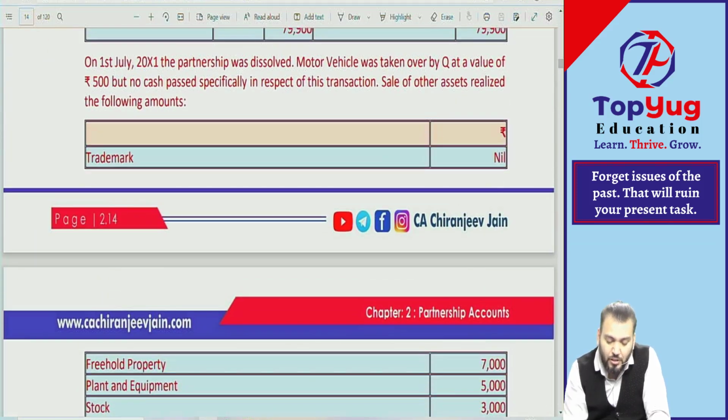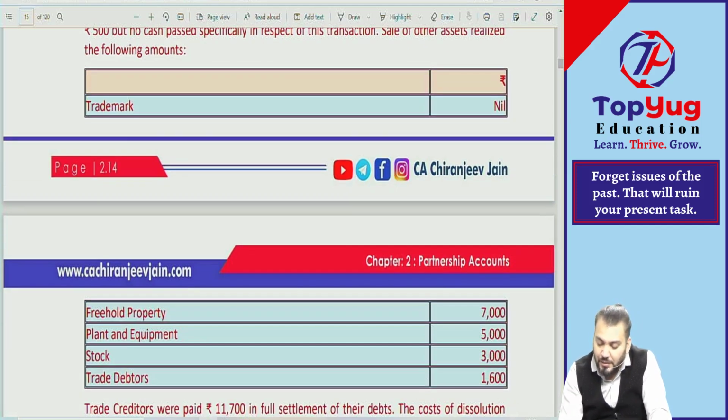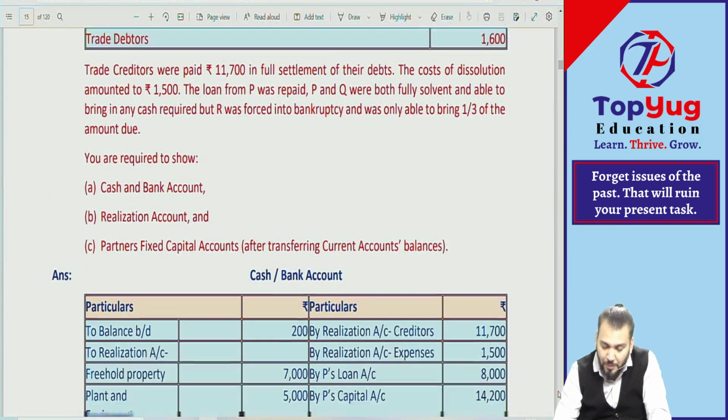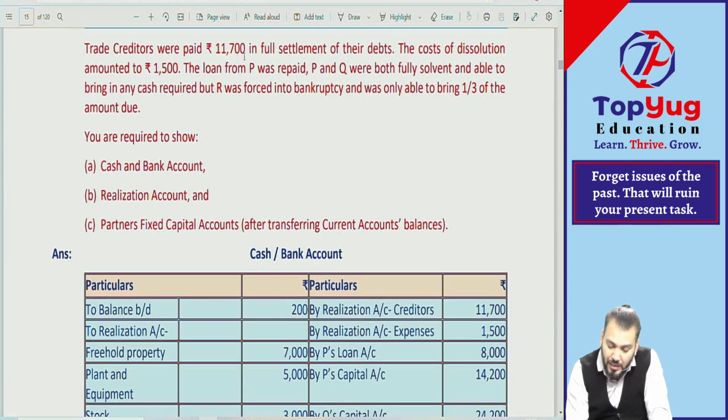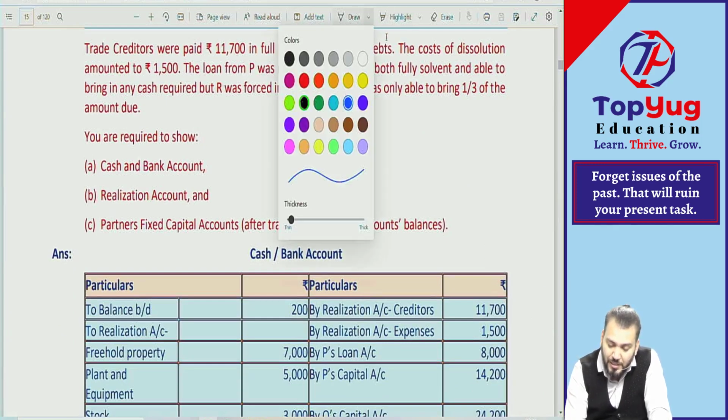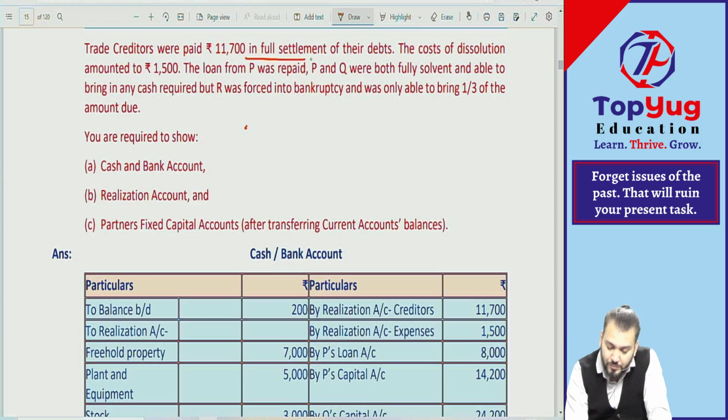What are the information? On 1st July 2001, the partnership was dissolved. Motor vehicle was taken over by Q at an agreed valuation of 500. Okay. Sale of other assets they have given. The information has been given. Then they have given trade creditors were paid 11,700 in full settlement of their debt. Okay, sir. The cost of dissolution is 1500.